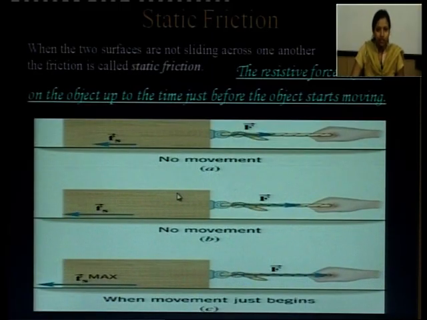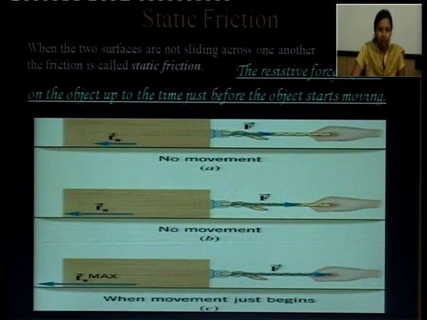The first one is static friction. As its name suggests, static means rest. When two surfaces are not sliding across one another, that is, they are at rest with respect to each other, then the friction in this situation is called static friction. It is the resistive force exerted on the object up to the time just before the object starts moving.